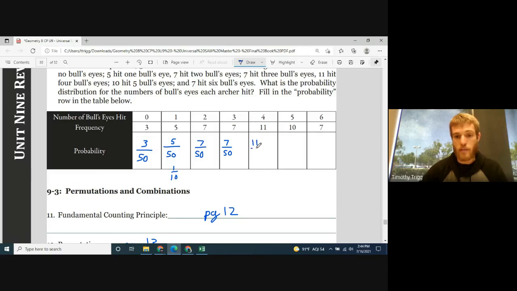7 archers out of the 50 hit the bullseye 3 times. 11 archers out of 50 hit the bullseye 4 times. 10 archers out of 50, which reduces down to 1/5, so 1/5 of the archers hit the bullseye 5 times. And 7 out of 50 archers hit the bullseye 6 times. Yep. These archers are quite good.